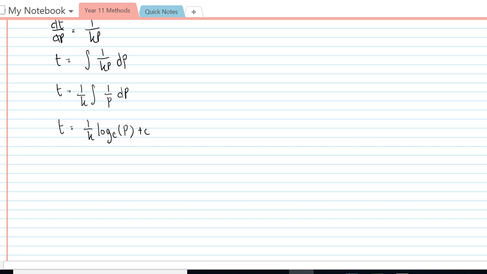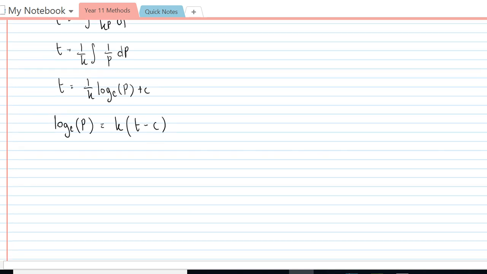So the thing here is that this answer in itself isn't all that useful to us, because it's telling us what the time is given some population. We probably want that the other way around for it to really make sense. So I'm just going to rearrange it. Subtract c from both sides and multiply by k. I'm going to get log e of P equals k at the front of t minus c, and then raise both sides with e to the power of, so we're going to get P equals e to the power of k times (t minus c).